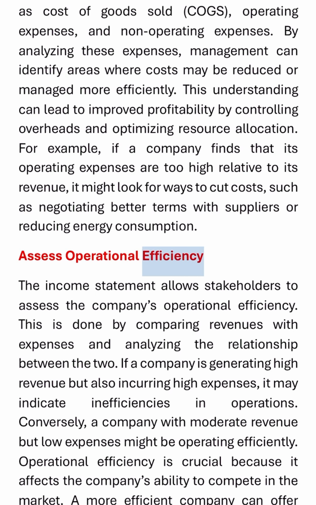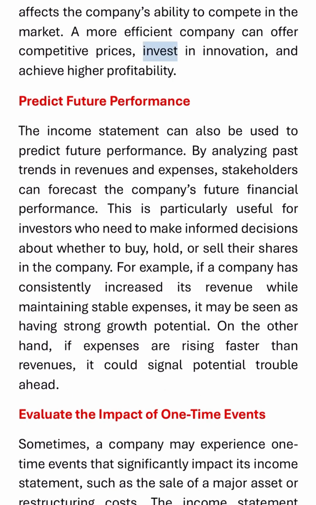Assess operational efficiency. The income statement allows stakeholders to assess the company's operational efficiency. This is done by comparing revenues with expenses and analyzing the relationship between the two. If a company is generating high revenue but also incurring high expenses, it may indicate inefficiencies in operations. Conversely, a company with moderate revenue but low expenses might be operating efficiently. Operational efficiency is crucial because it affects the company's ability to compete in the market. A more efficient company can offer competitive prices, invest in innovation, and achieve higher profitability.